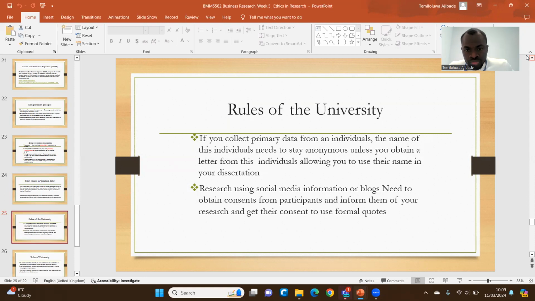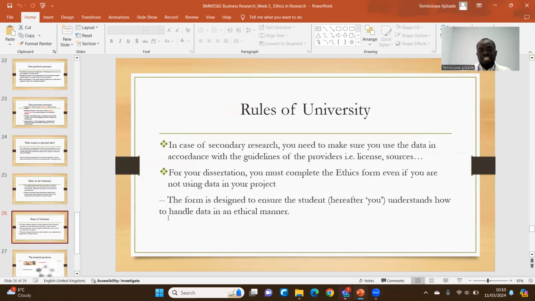But when you are collecting primary data, you are going there and collecting from individuals. So the rule of the university is that if you collect primary data from an individual, the name of this individual needs to stay anonymous unless you obtain an express letter from this individual allowing you to use their name. Another thing is research using social media information or blogs needs to obtain consent from the participants, and inform them of your research and get their consent to use their formal codes.